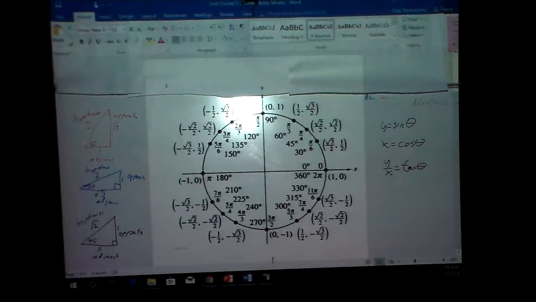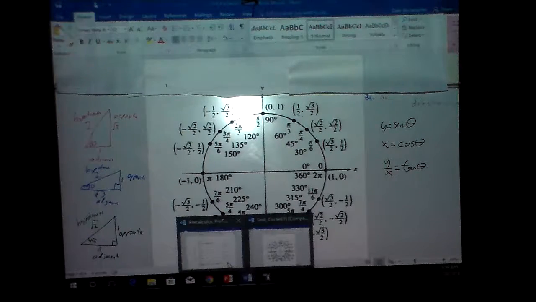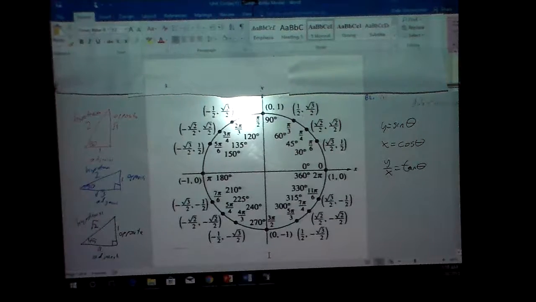Sine at pi over 2. Sine will be the y value. Pi over 2, sine is y, so it would just be positive 1. And the last one, tangent at pi. I know it's going to be y over x. If I go all the way over here to pi, y over x is going to be 0 over negative 1. See that? 0 over anything is going to be 0.